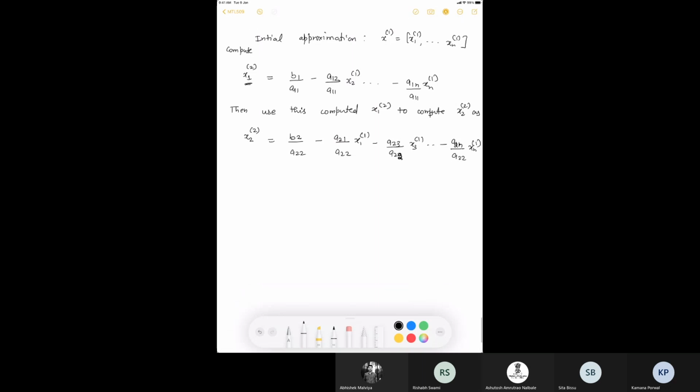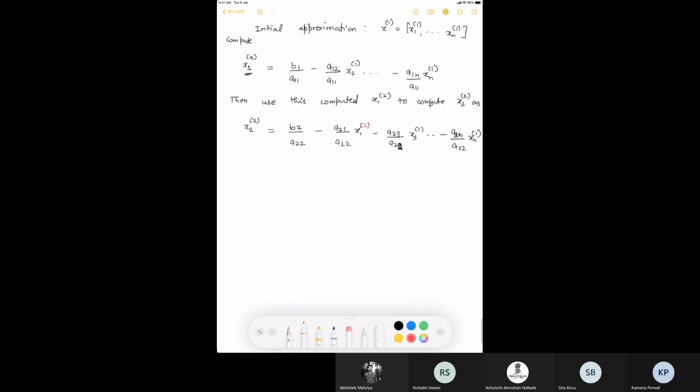Right? Now what changes am I making here? Instead of using this 1 here, I'm using 2 because I have already computed this. So now that we have x1 and x2 from the second iteration, I'm going to use both of them to compute the third component.